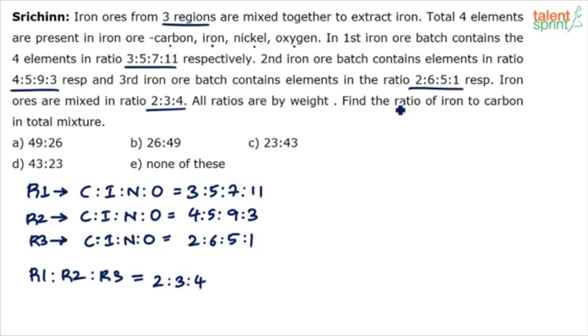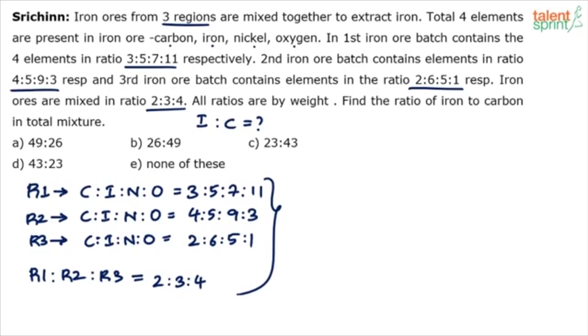What is he asking us to find out? The ratio of iron to carbon in the total mixture. So when you get the total mixture of these 3 by taking R1, R2, R3 in this ratio, what is the ratio of I to C in the overall mixture? Now when you have to just deal with I and C, you can forget about N and O.